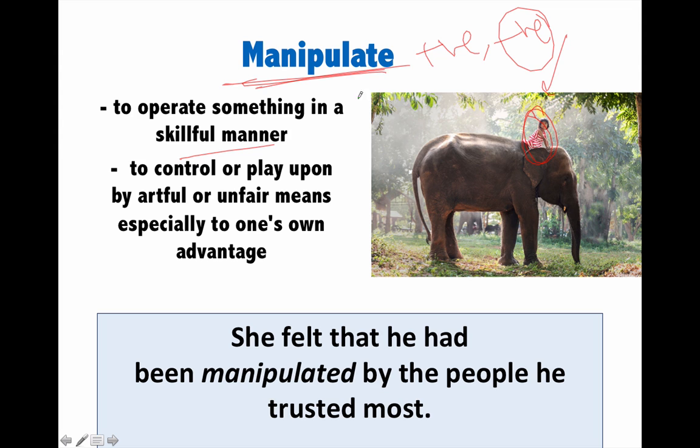But manipulate is also used in a negative way. That is, when you take advantage of someone, when you control a person, or when you are smarter than someone and you use your intelligence for the wrong purpose. You try to use that person or take advantage of that person. In other words, you are manipulating that person. For example, she felt that he had been manipulated by the people he trusted most. So there was this girl who felt that her brother might have been manipulated by the people he trusted the most.